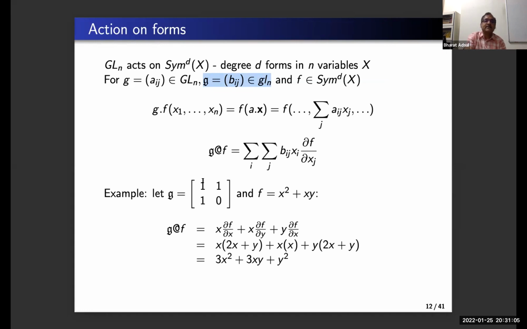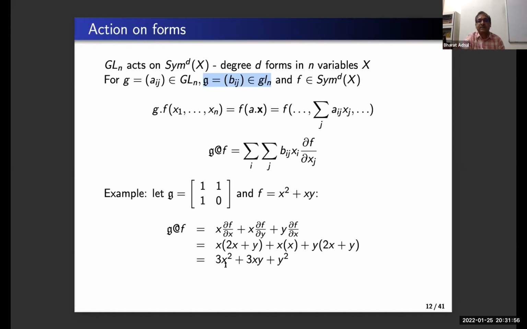Let's look at one example here. I have this matrix G given by (1, 1; 1, 0), and the form F is this degree 2 form in two variables, x squared plus x. If I look at this Lie algebra element G acting on this polynomial F, I'm going to produce this element. Because of this 1, I multiply by x and take the partial derivative of f with respect to x, and this corresponds to this term. This 1 corresponds to this term where I differentiate f with respect to y and then multiply by x, and this 1 gives rise to this term where I differentiate with respect to x and multiply by y. And this being 0, of course I don't have the term where I differentiate by y and then multiply by y. So if you do this computation, you'll see that this is what we get.